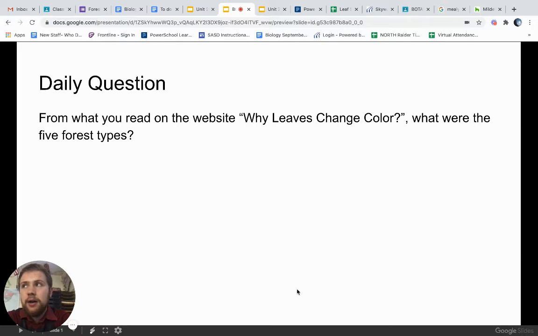All right, so today's daily question is from what you read on the website on that worksheet, Why Leaves Change Color. I want you to think about what were those 5 forest types that they talked about. See if you can recall those.